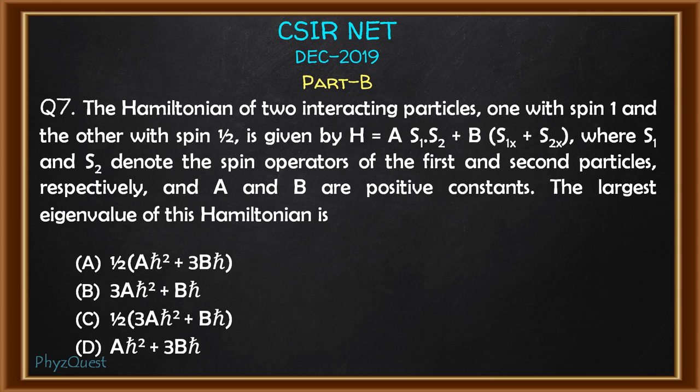So the question is, the Hamiltonian of two interacting particles, one with spin 1 and the other with spin half, is given by H = A S1·S2 + B(S1x + S2x), where S1 and S2 denote the spin operators of the first and the second particle respectively, and A and B are positive constants. We need to find out the largest eigenvalue of this Hamiltonian. So 4 options are given and we need to choose the correct option.